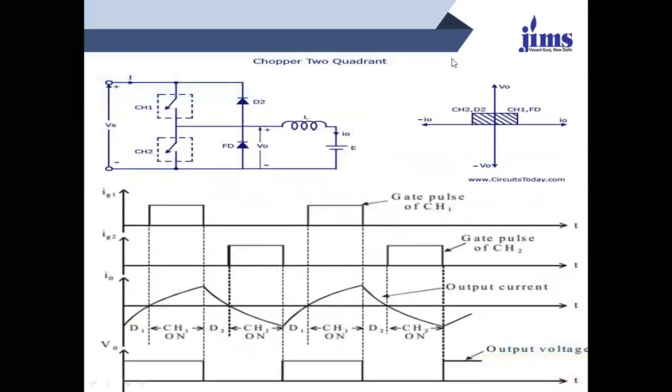So this will be the end of the second lecture. Next topic, class D type of chopper, we will continue in the next lecture.